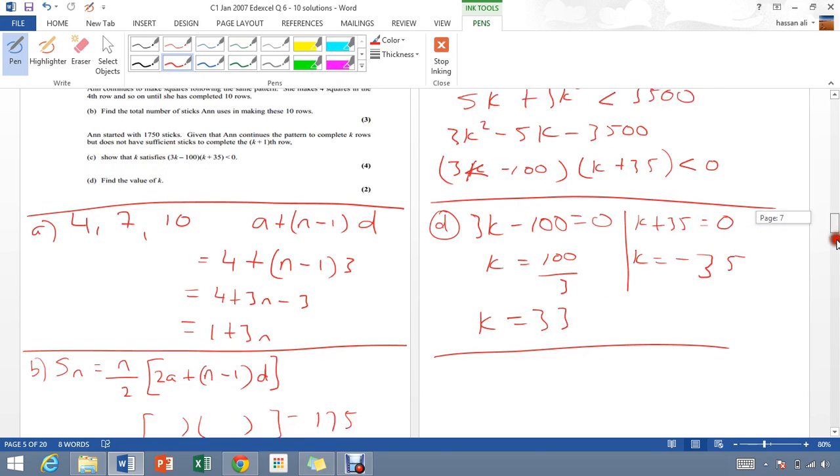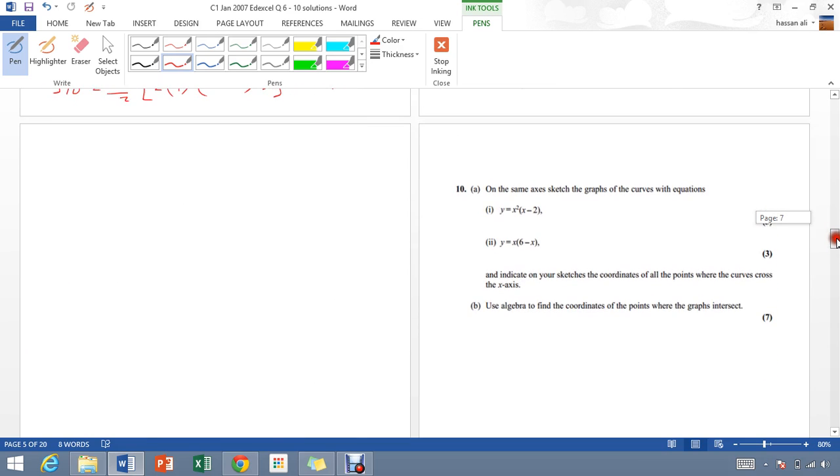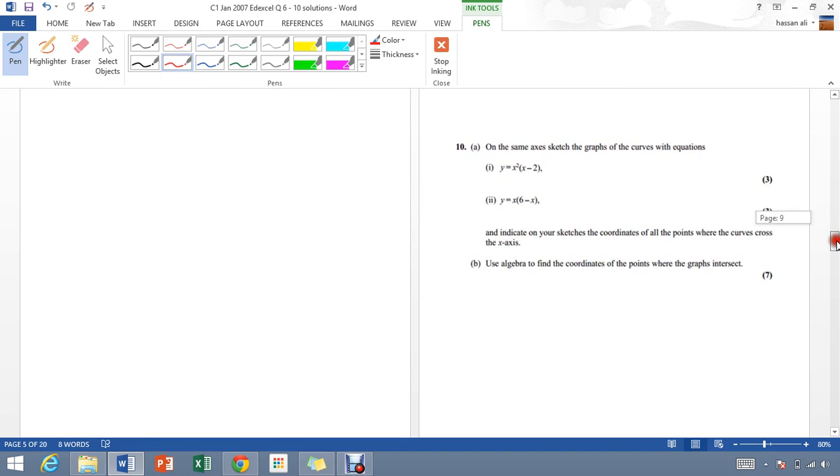Right, finally the last question. It says on the same axes, sketching curves. Now again, it's asking you to sketch the curve for y equals x squared times x minus 2. So what you have to work out is when y is 0, x will equal 2, or x will equal 0.